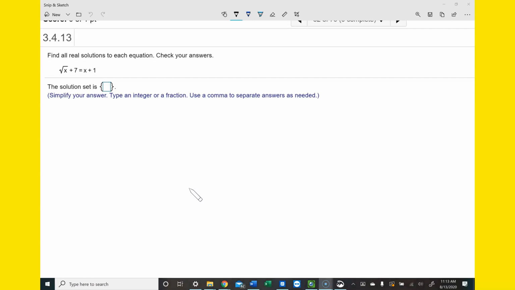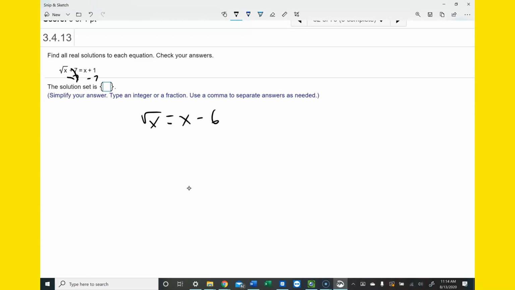When we have a radical like this in the problem, what you want to do is isolate that radical. In other words, get that radical term by itself on one side of the equation. So I'm going to move this plus 7 over by subtracting 7 from both sides. And that's going to give me the square root of x equals x minus 6.